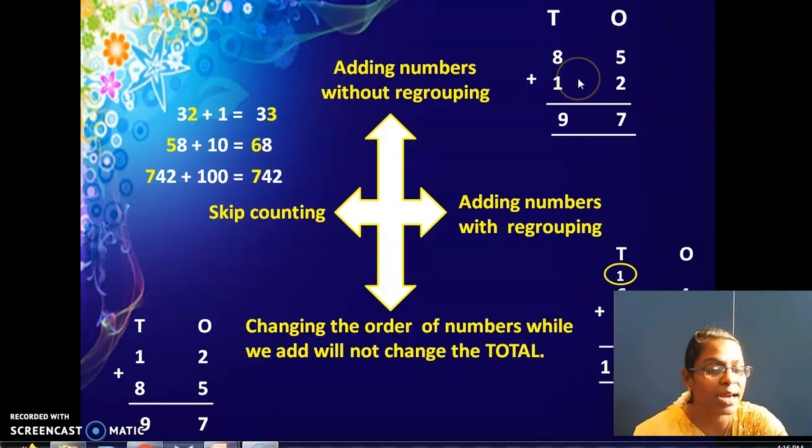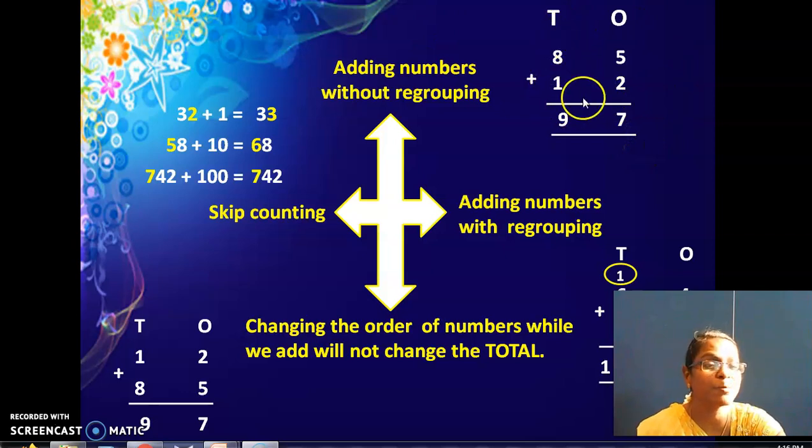From where do you have to add? Very good. You have to add from the ones place. So 5 plus 2, 7. When I am adding the ones place, what is the total of the ones place? I get the answer in one digit. So do I regroup with the tens place? No, isn't it? Here you have only one digit number.